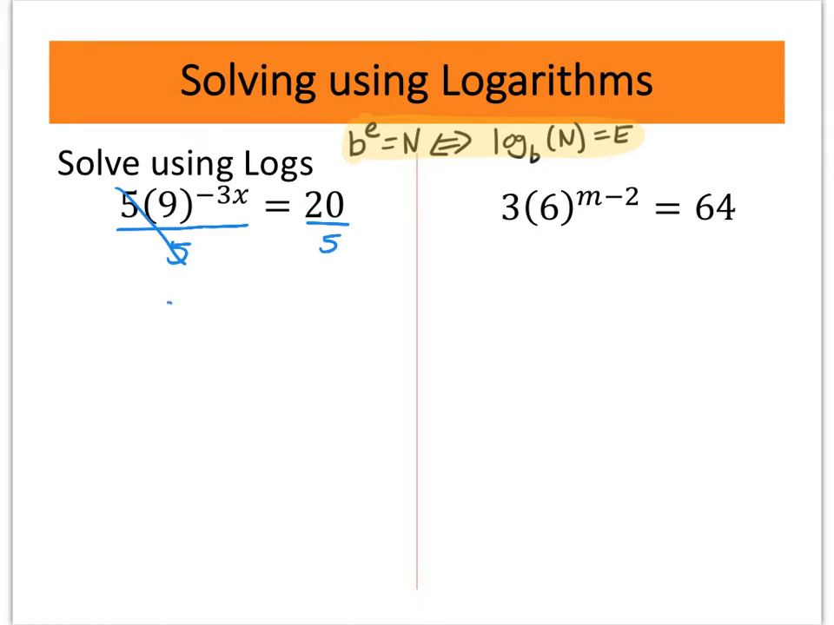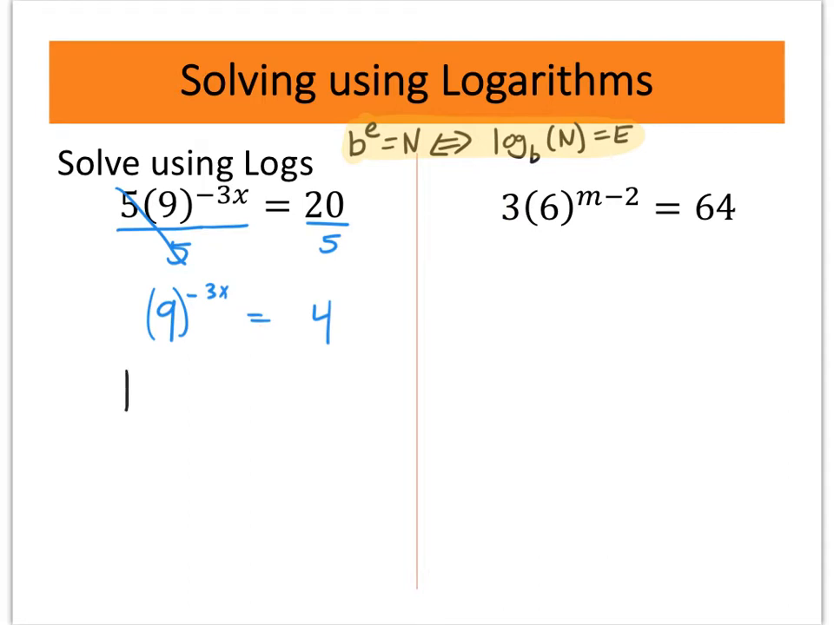and we are left with 9 to the power of negative 3x. I'm going to put that 9 in parentheses. And 20 divided by 5 is 4. Now I'm stuck. I don't know what to do, but I do have this really cool property. Some base to some exponent equals a number. And I'm going to convert it to a log because then I'll be able to use my calculator. So we go converting.